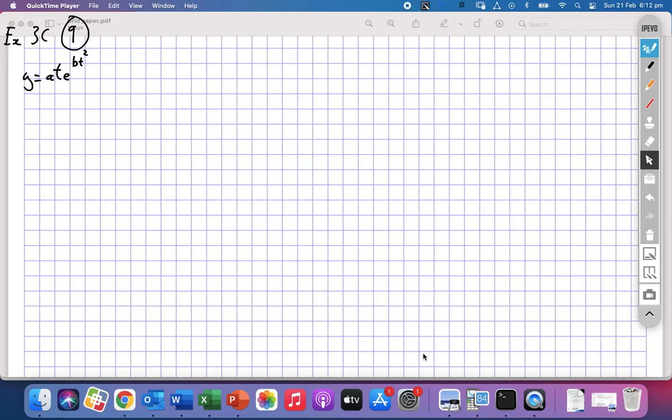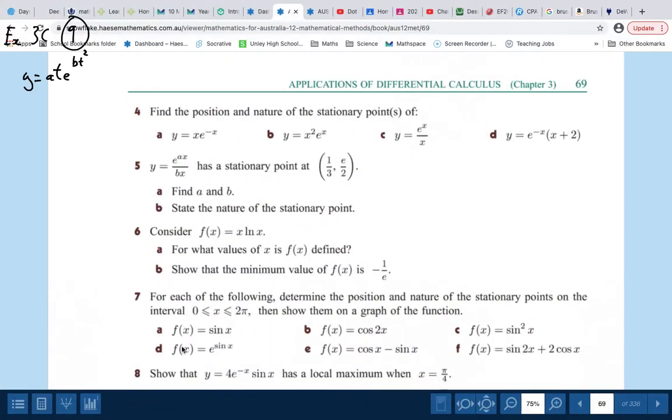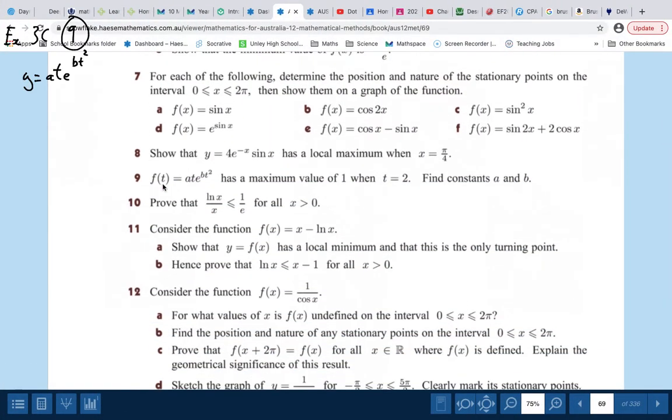This is exercise 3C, question 9. Let me show you in the book. Down here, this question. So we've got a function. I should have written that as f of t. Some number times t, e to the power of b t squared. It has a maximum value of 1 when t equals 2. A maximum value of 1.